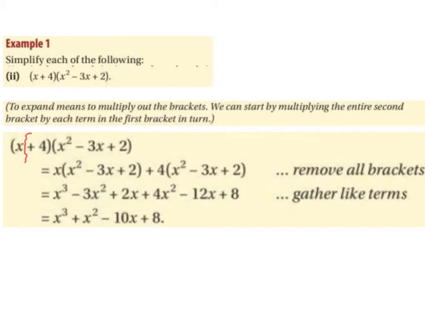Then 4 by x squared is 4x squared. 4 by minus 3x is minus 12x. 4 by 2 is 8. So I've multiplied out my brackets. Now I need to gather my like terms.